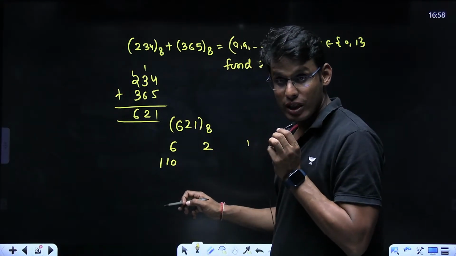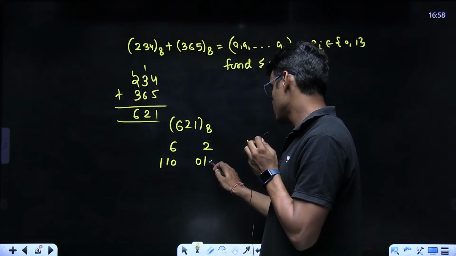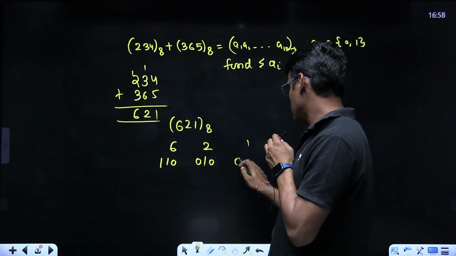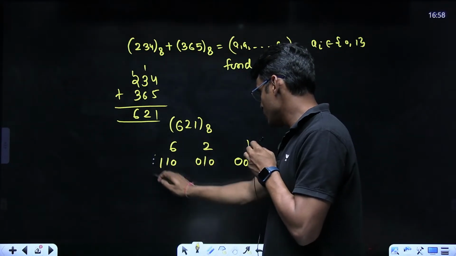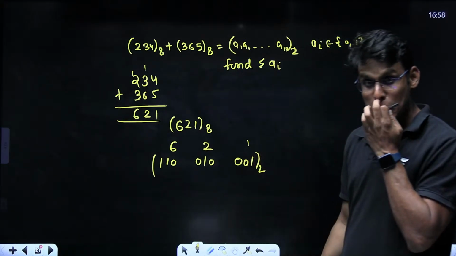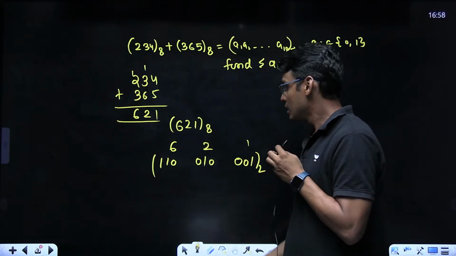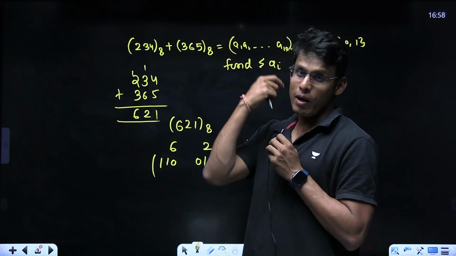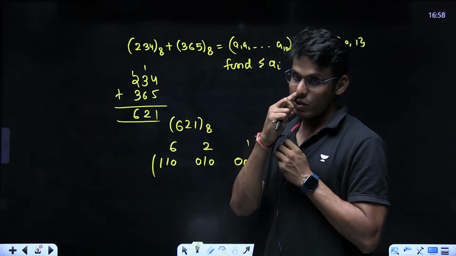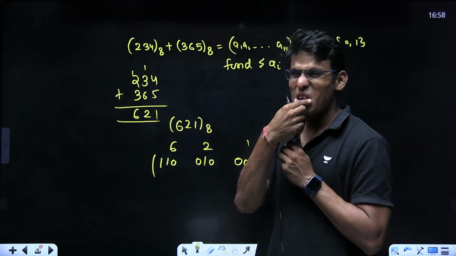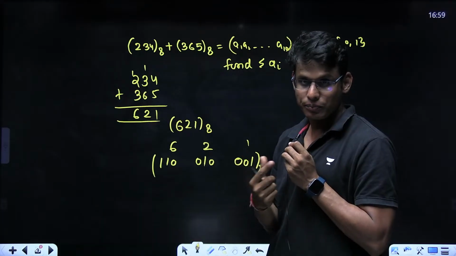Write 2 in base 2. Write 1 in base 1, base 2. This is your answer. Right? See, 8 is 2 to the power 3.